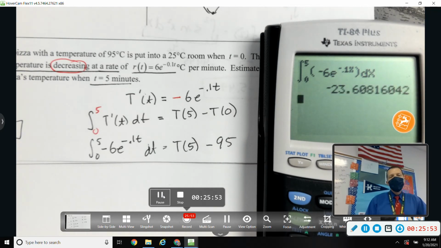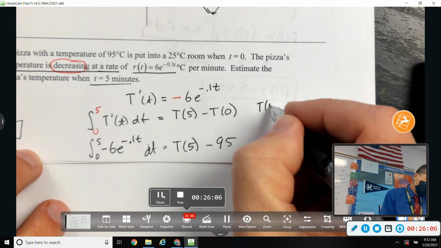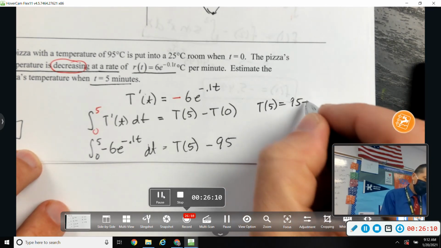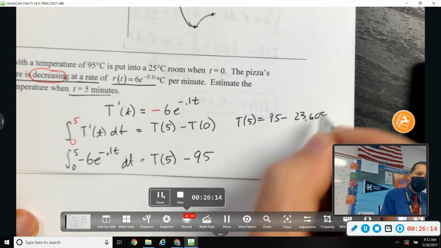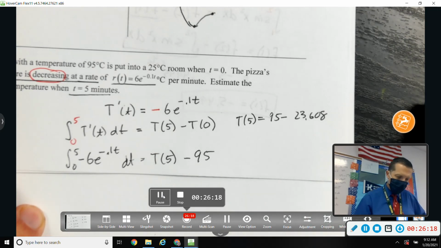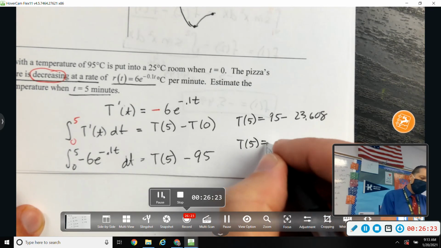So that represents how much the temperature changed between 0 and 5. It's negative, but that makes sense because the temperature is going down. So T of 5 equals 95 minus 23.608, whatever the calculator says. So 71.392. 3 decimals, always 3 decimals.